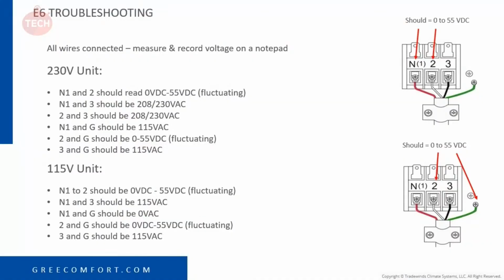Now let's go over the 115 volt unit. N1 to 2 should be 0 to 55 volts. Ideally, we're looking for the same readings here from the 230 volt unit to the 115. N1 to 3 should be 115 volts. N1 to ground should be 0 volts. 2 to ground should be 0 to 55 volts fluctuating. Again, we're pulsing, so we are communicating. And 3 to ground should be 115 volts.